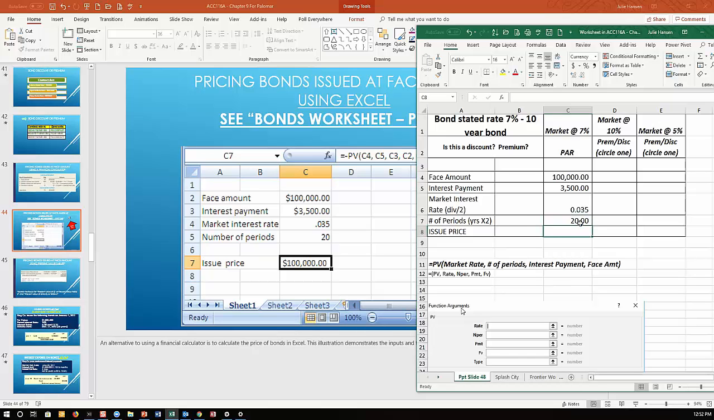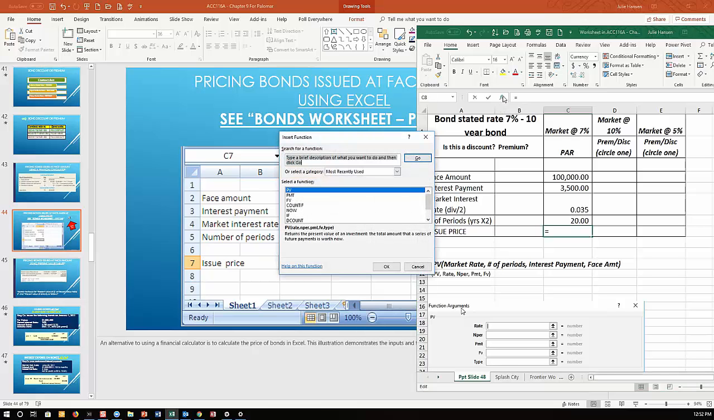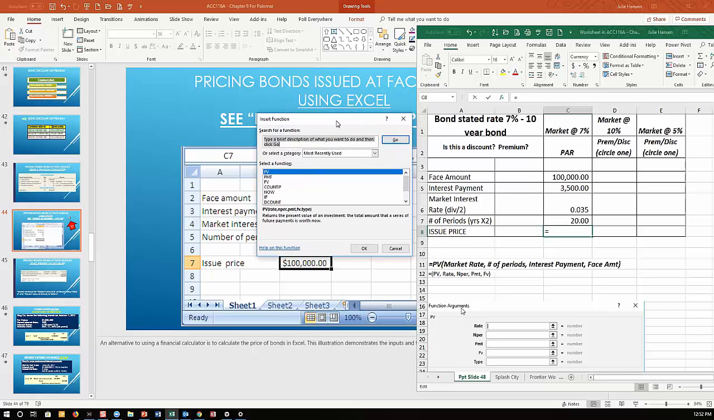So here's where the fun comes in. What's the issue price of this bond? Now, because the bond stated rate is 7% and the market rate is also 7%, this bond is going to be issued at par. That's what we call it. But how do we actually confirm that? So I'm going to go up to this fx, and I'm going to use the PV function. I use the PV function a lot, so it's actually on my recently used. If yours isn't appearing there, no problem. Just type in PV, hit go, and here you're going to have the present value.